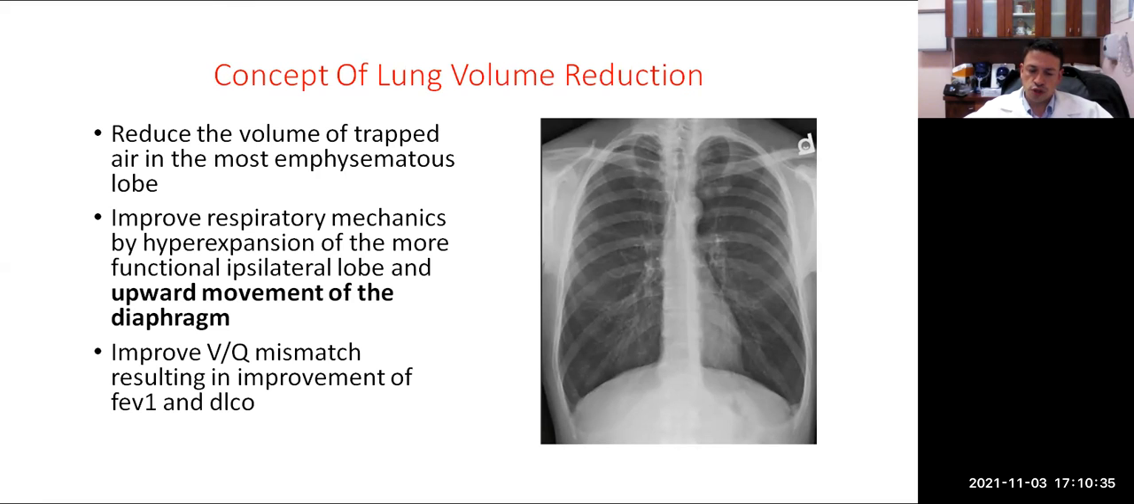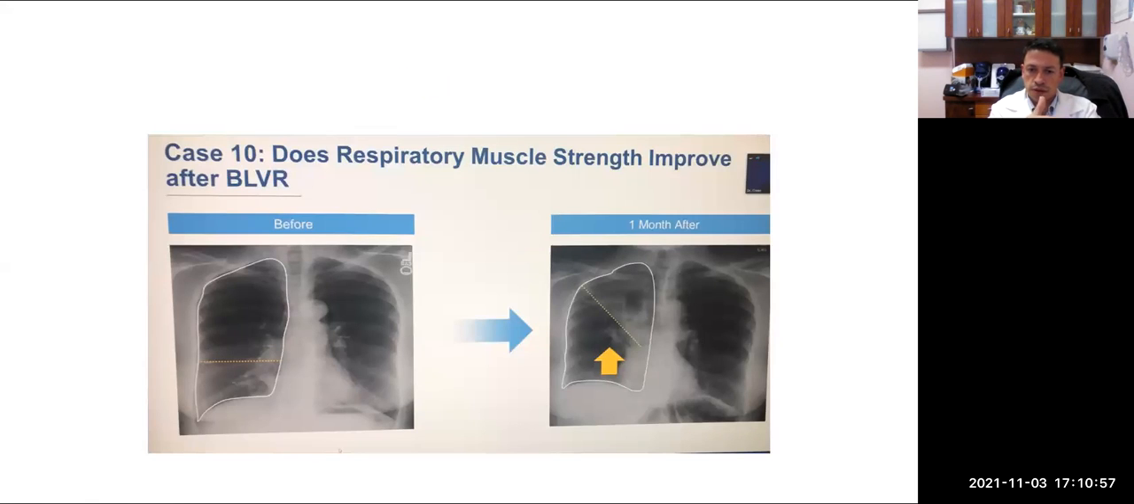Now, it has been shown, and I'll show you as well in the next couple of slides, that there's improvement in VQ mismatch, and that is probably the mechanism behind improving someone's FEV1. And as we have seen in our own practice, getting people off of oxygen that are chronically on oxygen. So most likely it has to do with the VQ mismatch improvement. And here are just some of the schematics that show you a successful lung volume reduction where the diaphragm moves up and the patient is less hyperinflated.